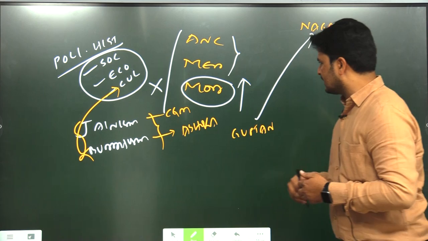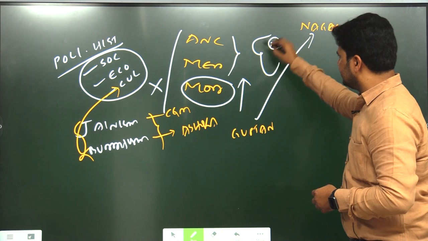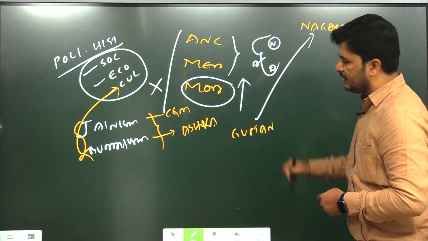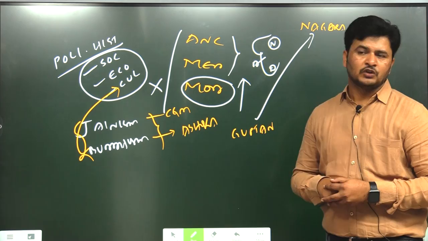That is, we have three types of temple architecture: Nagara style, North India; Vesara style, Deccan; and Dravidian style in the south. What were the differences, the characteristic features between Nagara, Vesara and Dravida, that will be discussed, obviously with the background of a little bit of political history.